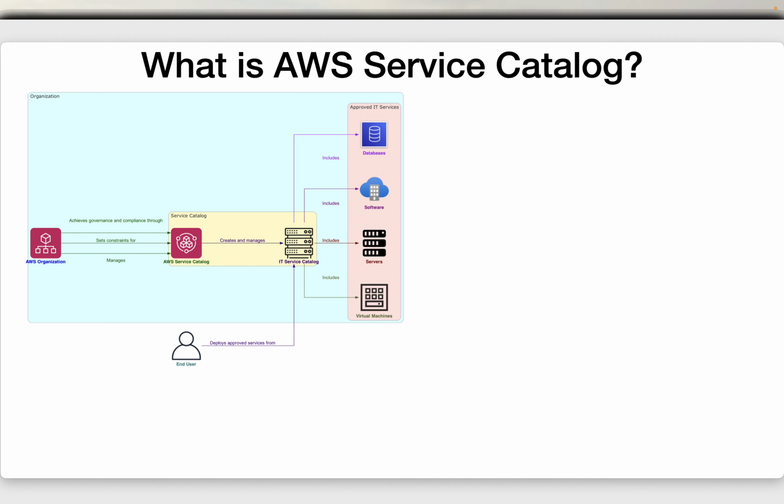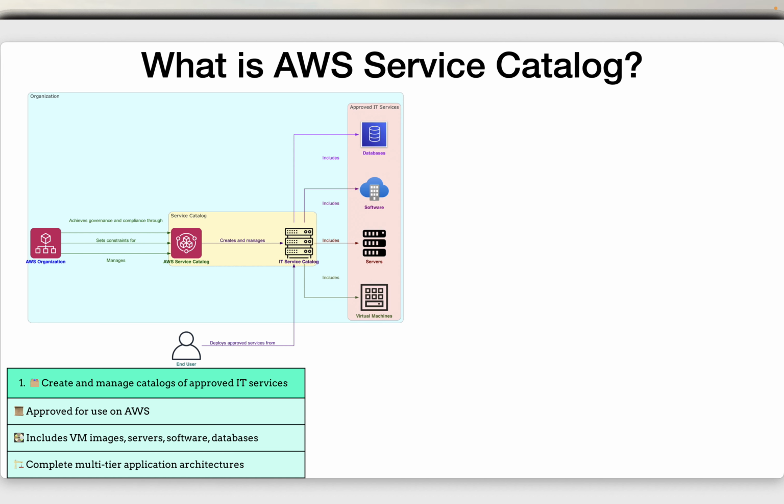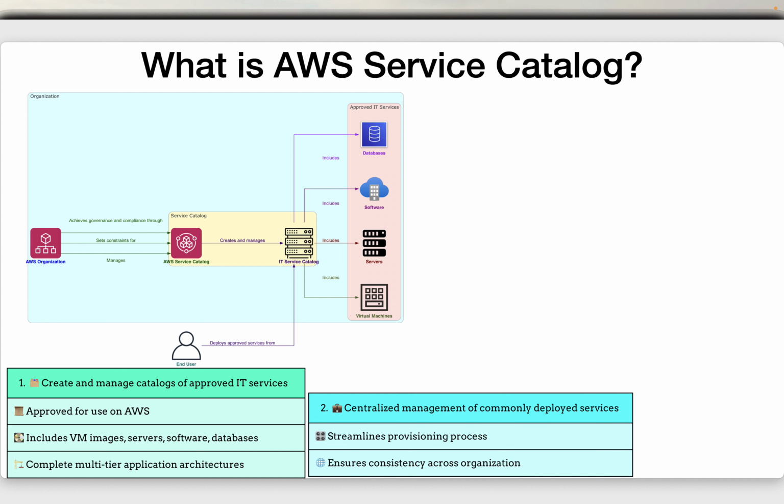So what is AWS Service Catalog? Service Catalog allows organizations to create and manage catalogs of IT services that have been approved for use on AWS. These services can include a wide range of resources such as virtual machine images, servers, software, databases, and even complete multi-tier application architectures. With Service Catalog, organizations can centrally manage their frequently deployed IT services. This centralized management streamlines the provisioning process and ensures consistency across the organization.